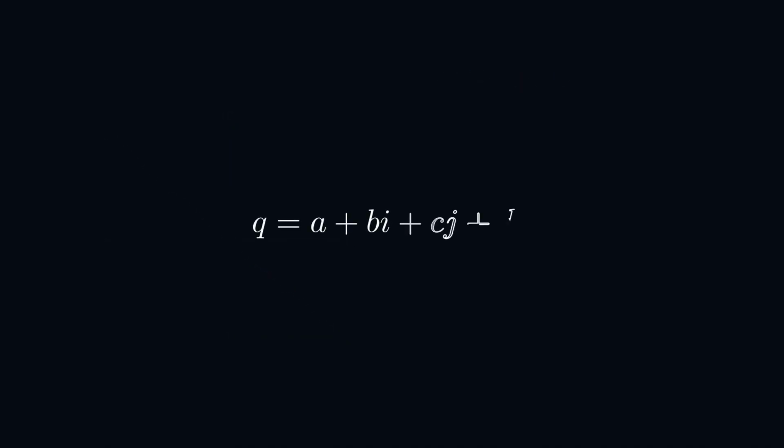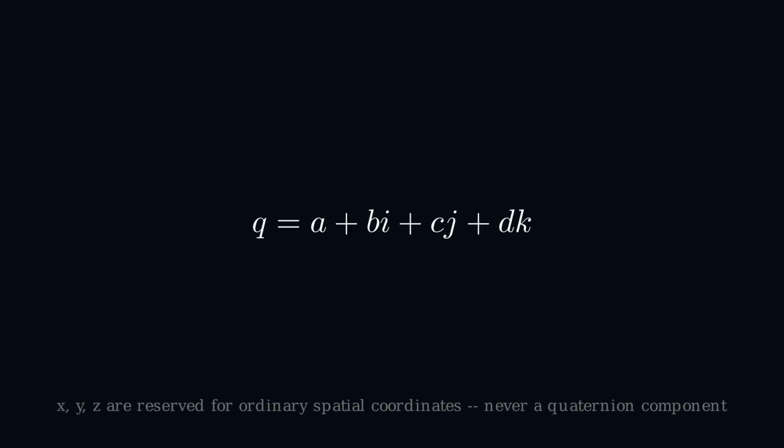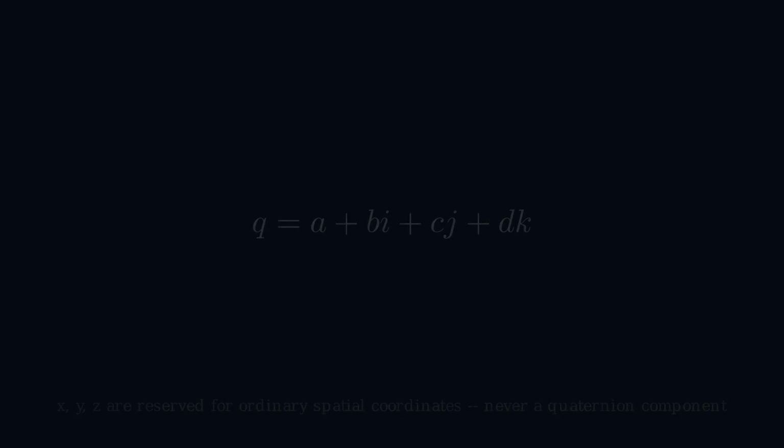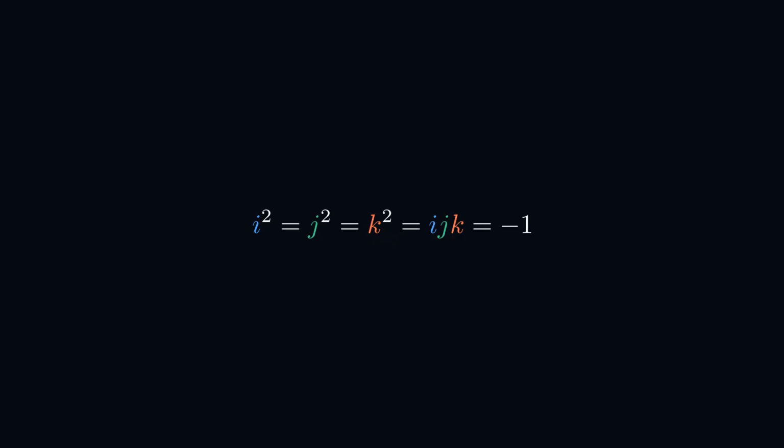A quaternion is a 4-component number, q equals a plus bi plus cj plus dk, where a, b, c, d are ordinary real numbers. Hamilton's single carved equation determines the entire algebra. i squared equals j squared equals k squared equals ijk equals -1. From that one relation, the full table can be derived.